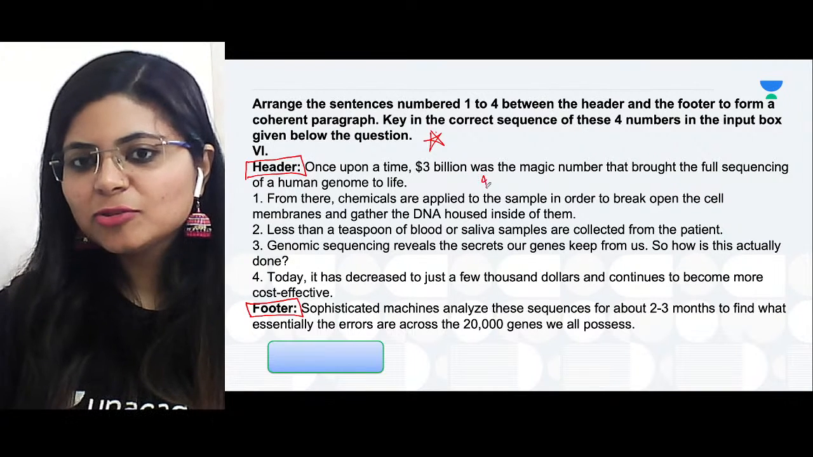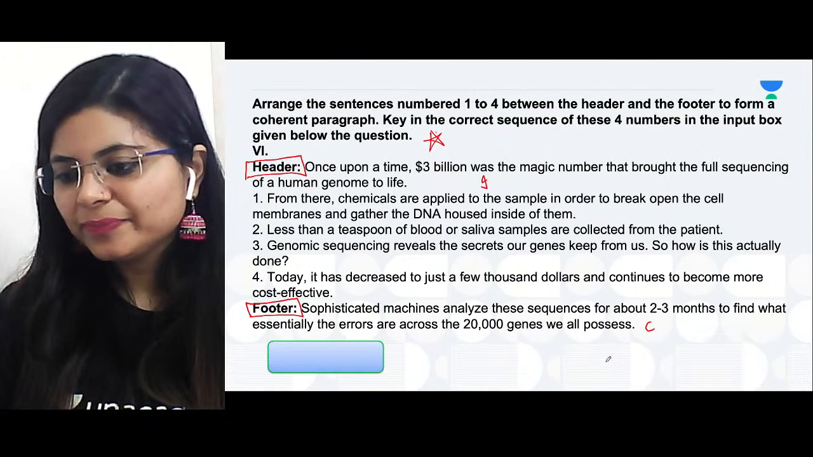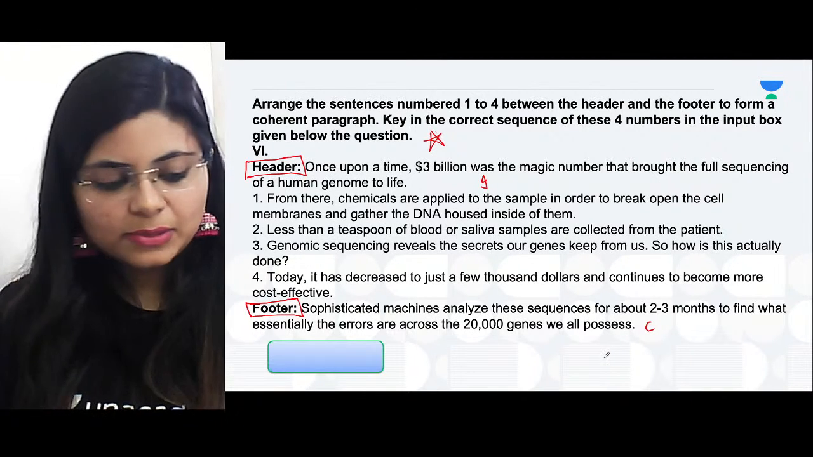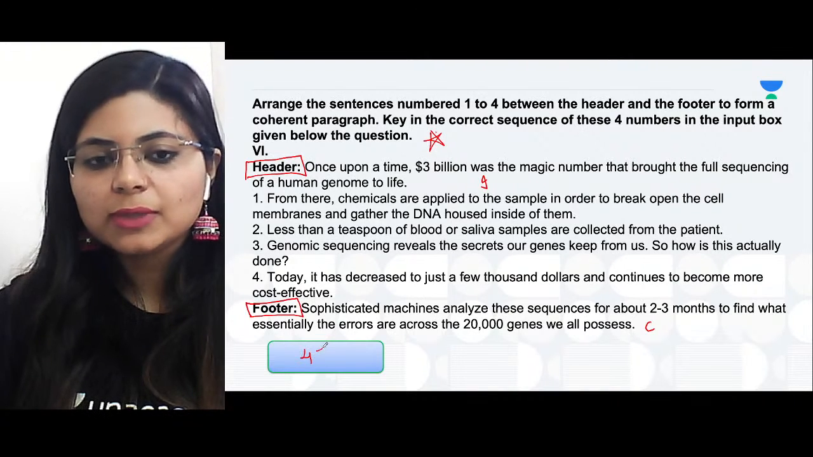Hurry up, hurry up. You have the intro, you have the conclusion. This one is to be done correctly by everyone. Awesome, amazing, perfect. 4 3 2 1.